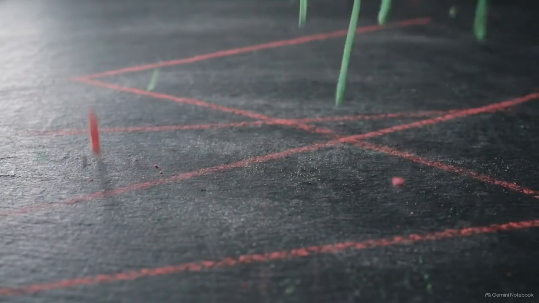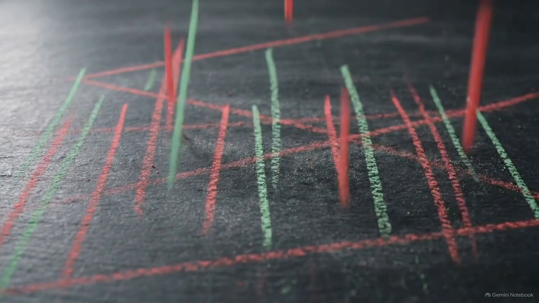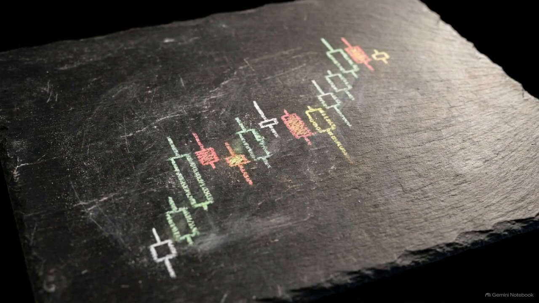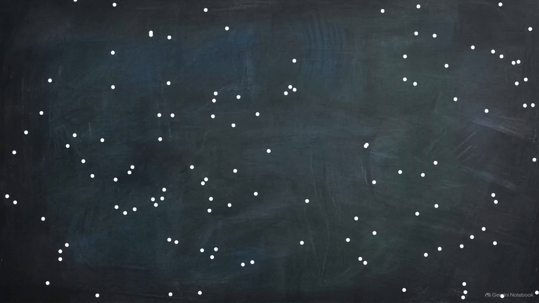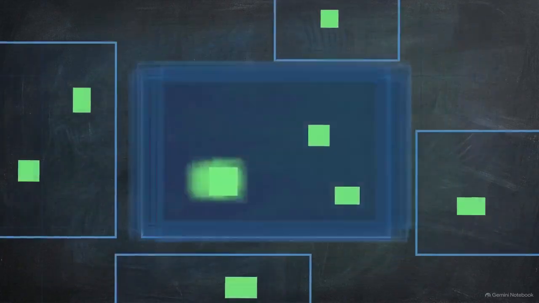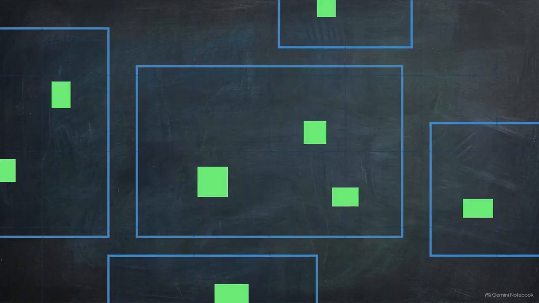Look at this erratic sequence of vertical bars oscillating up and down. This chaotic motion represents how most retail traders view the market, as a series of isolated, unpredictable lower timeframe candle patterns, completely devoid of macro context. But watch as this scatter plot snaps into a rigidly organized matrix of nested geometric containers.